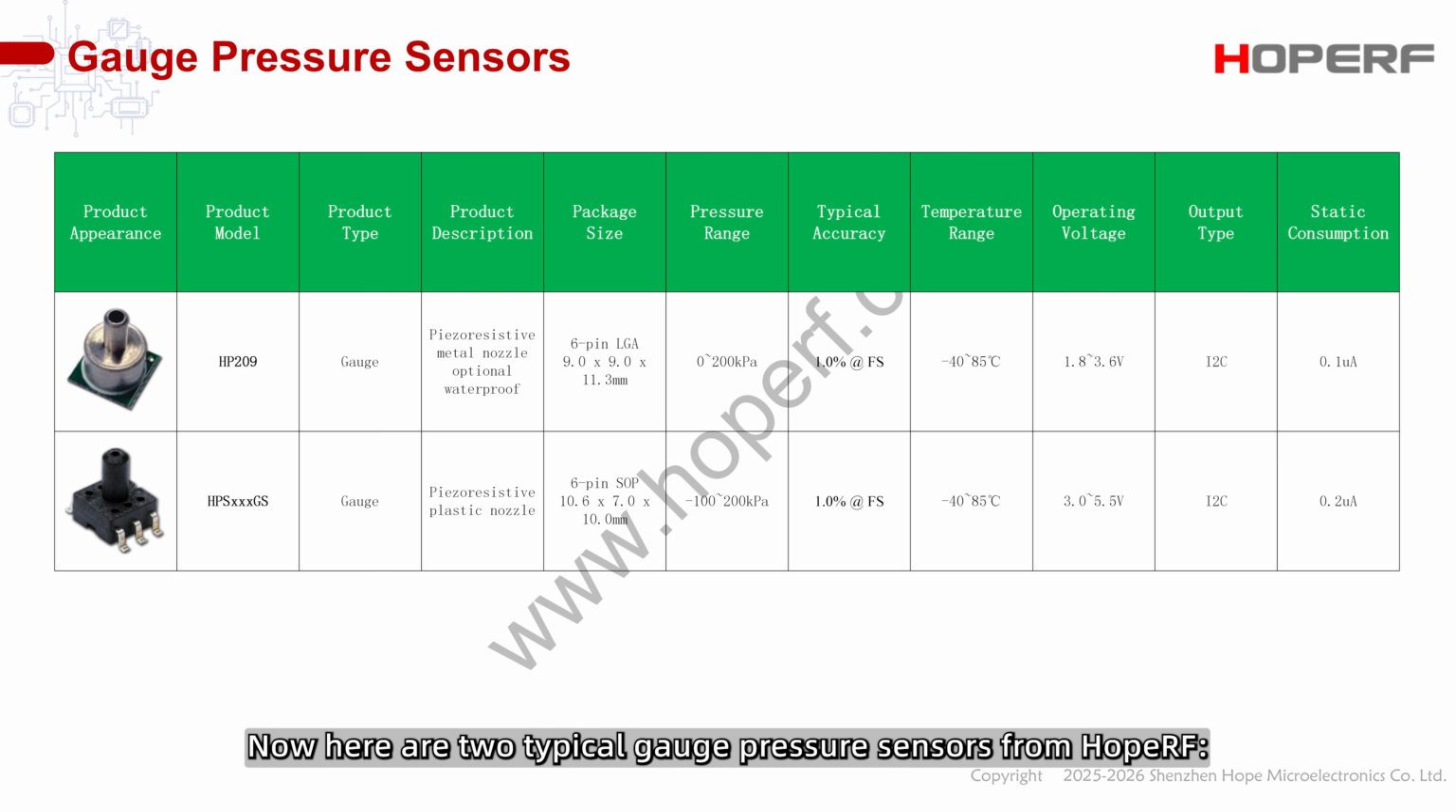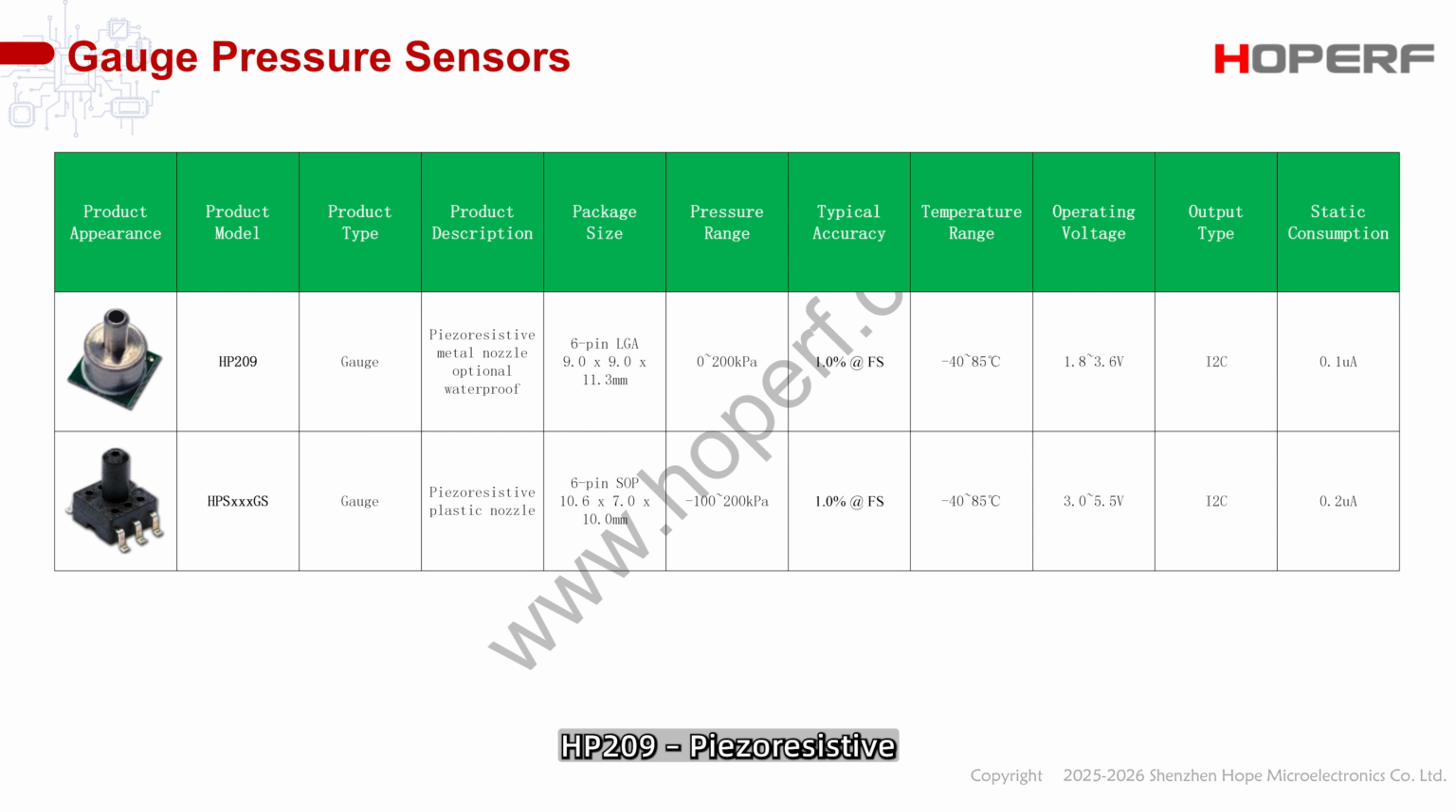Now, here are two typical gauge pressure sensors from Hoperf. HP209, piezoresistive, package size 9.0 by 9.0 by 11.3 millimeters. Pressure range 0 to 200 kilopascals. Pressure accuracy plus or minus 1.0% FS. HPSXXGS, piezoresistive, package size 10.6 by 7.0 by 10.0 millimeters. Pressure range minus 100 to plus 200 kilopascals. Pressure accuracy plus or minus 1.0% FS.